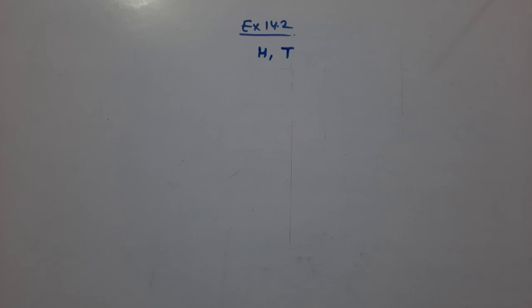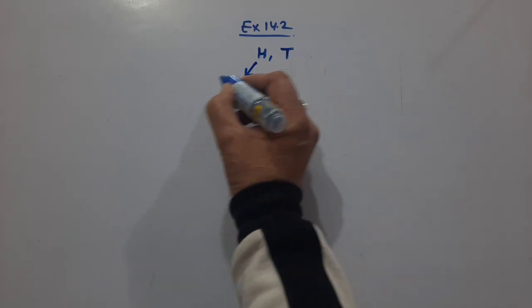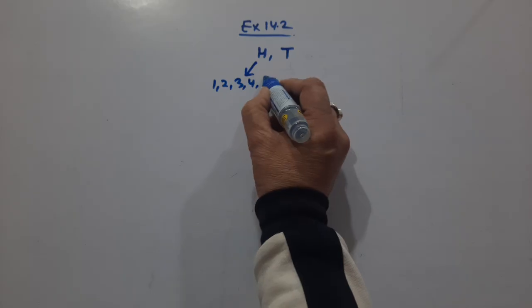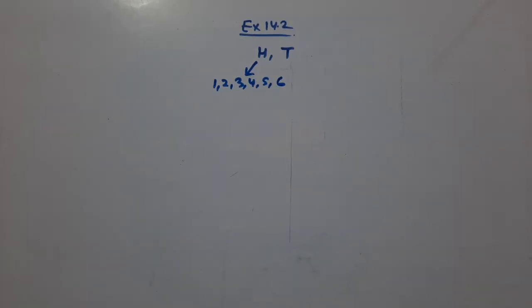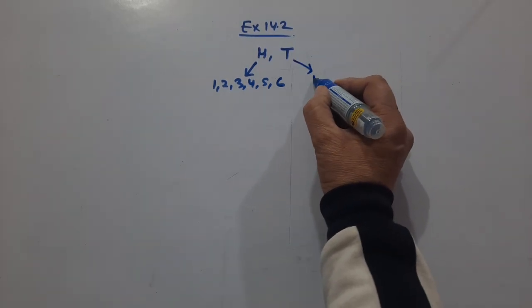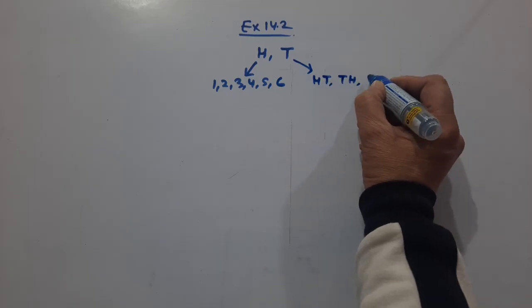Then if it turns up a head, then a die is thrown once. Die is thrown once means we will get 1, 2, 3, 4, 5 and 6. And if it turns up a tail, it is tossed twice. If tail comes, then the coin is thrown twice.